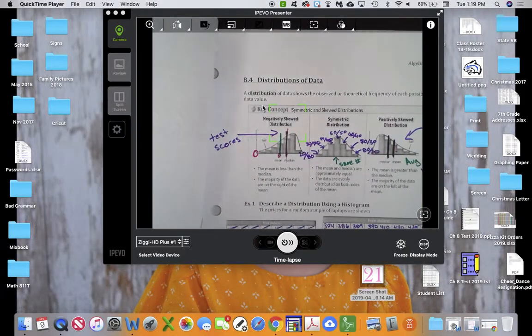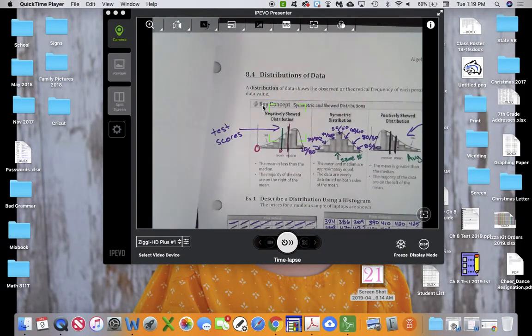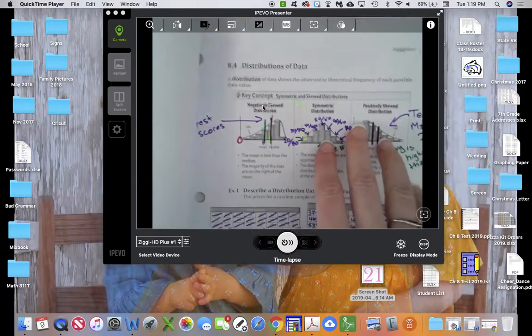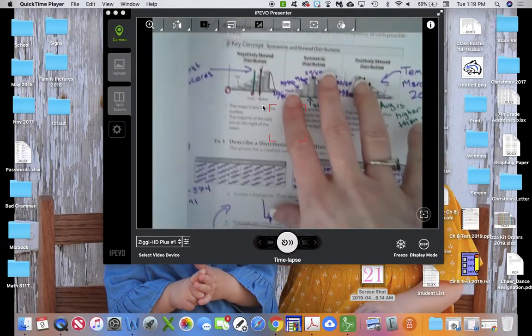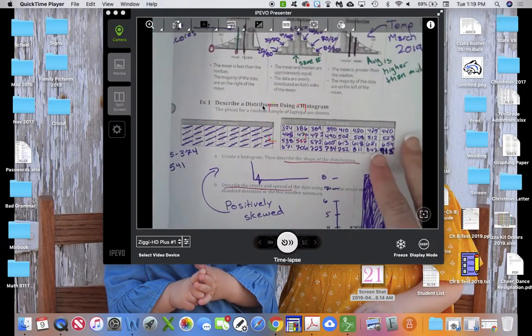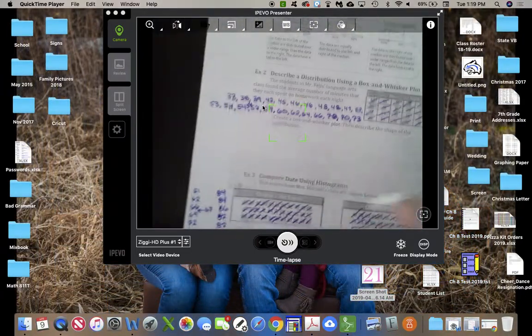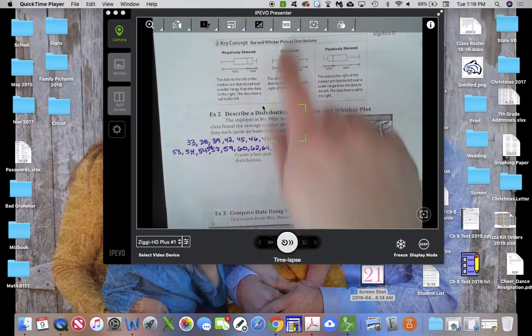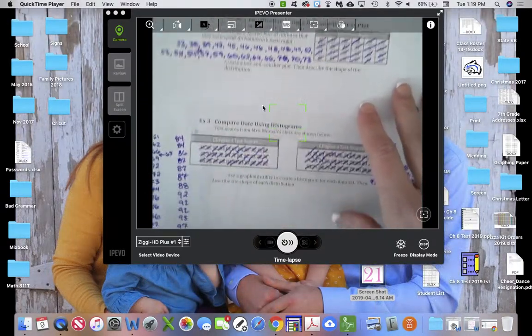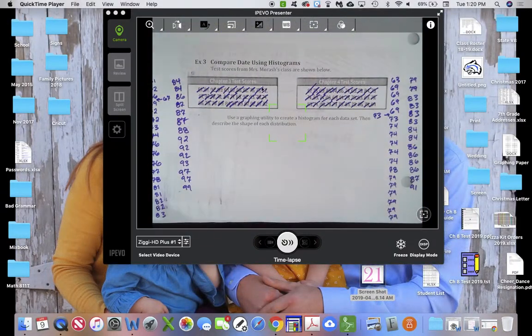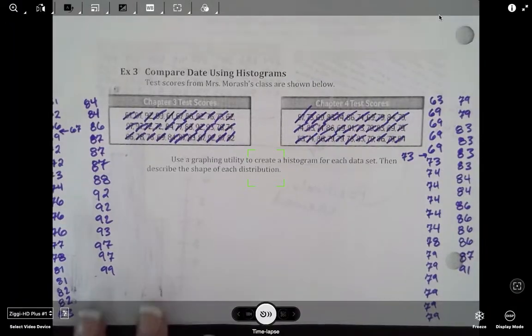Okay, algebra kids, this is section 8.4. I've got to turn my screen on here in just a second. This is section 8.4, distributions of data. Yesterday we did the histogram part of it, the front side, and we've got 3 exercises left, including some talk about some box and whisker plots. But before we do that, we're going to do example 3 first, okay?